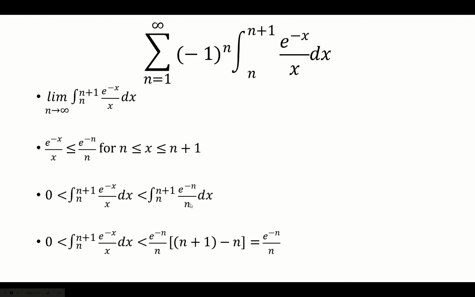Notice that this integral does not depend on x. There's no x in here. So when I integrate, it's going to be e to the negative n over n times x. And then we plug in n plus 1 and then plug in n. So that's what we have here. We factor out the e to the negative n over n, plug in n plus 1, minus plug in n. And this just simplifies to e to the negative n over n.